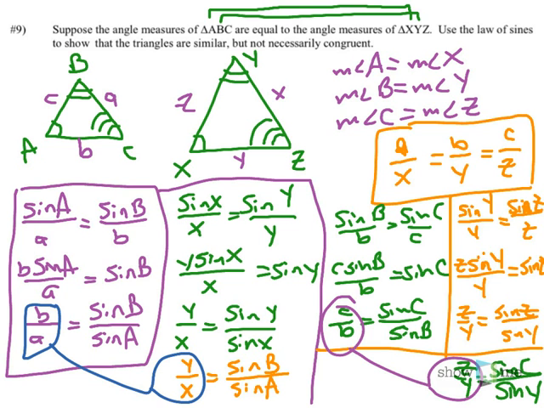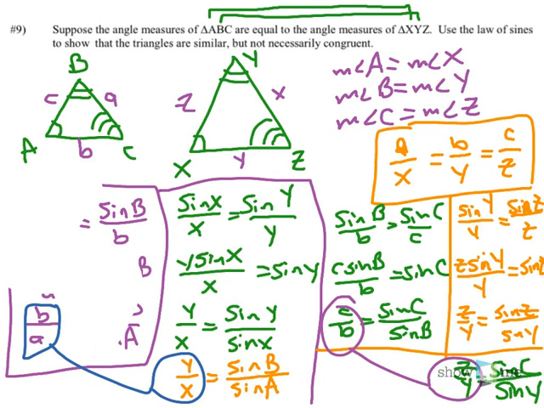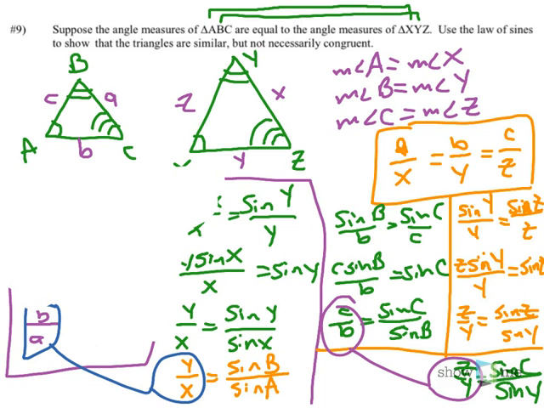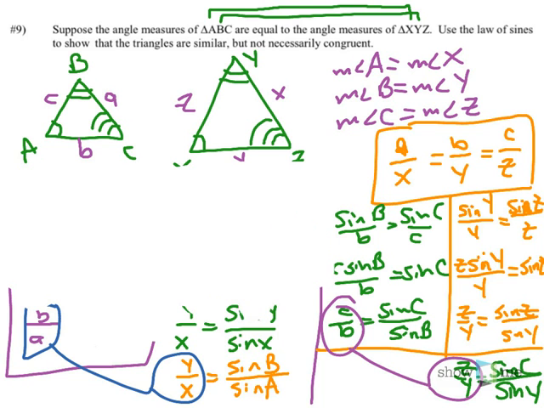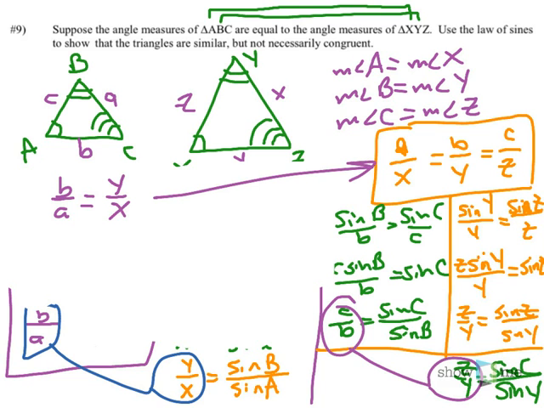Let me try to clear some space here to show how that's helpful. I may have to do this one more time. Let's see what happens. If we take b over a equals y over x, and we're trying to get it to look like this over here.